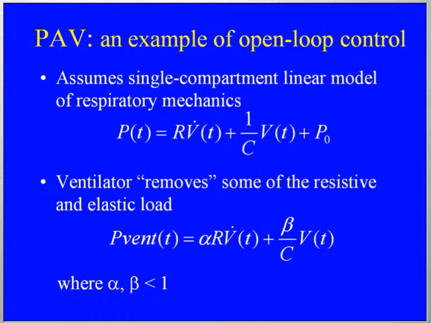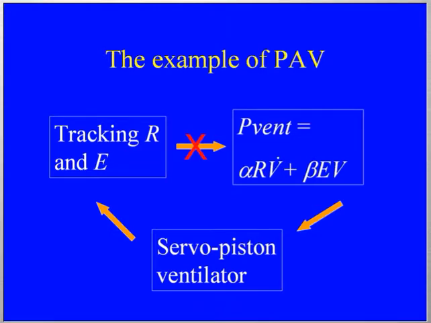That's important. If they're bigger than 1, the machine will run away with itself. Then what you have is now the servo piston of the proportional assist ventilator, which is driven by this particular pressure algorithm on the basis of measurements of pressure and flow, ventilates the patient.